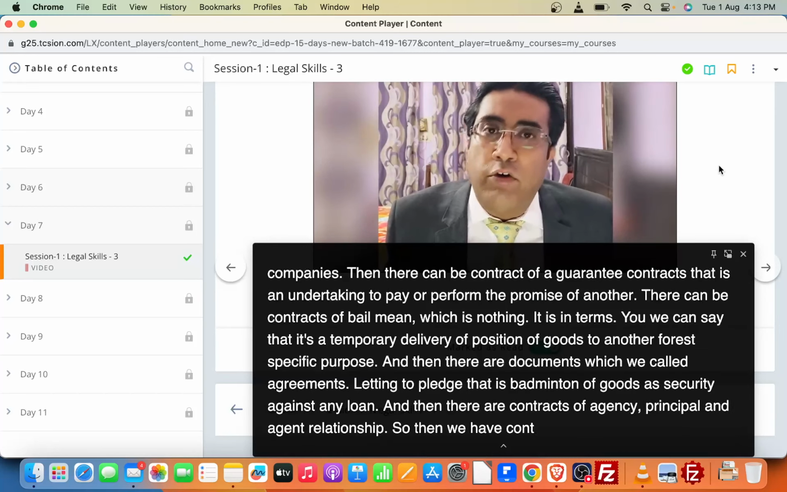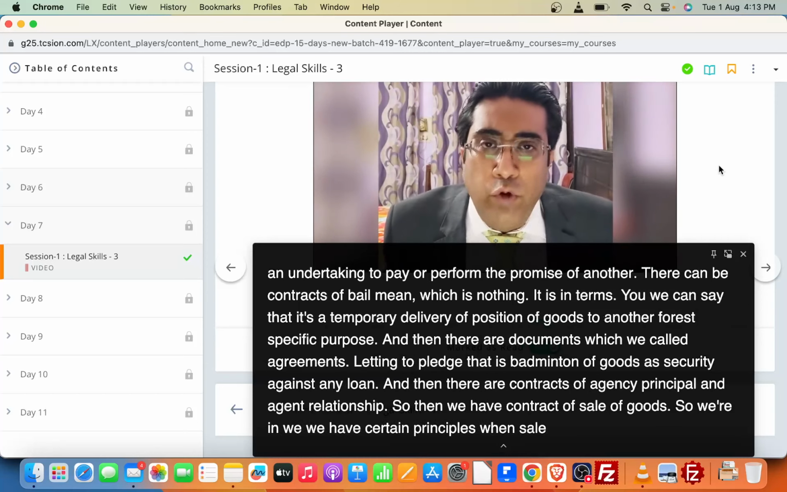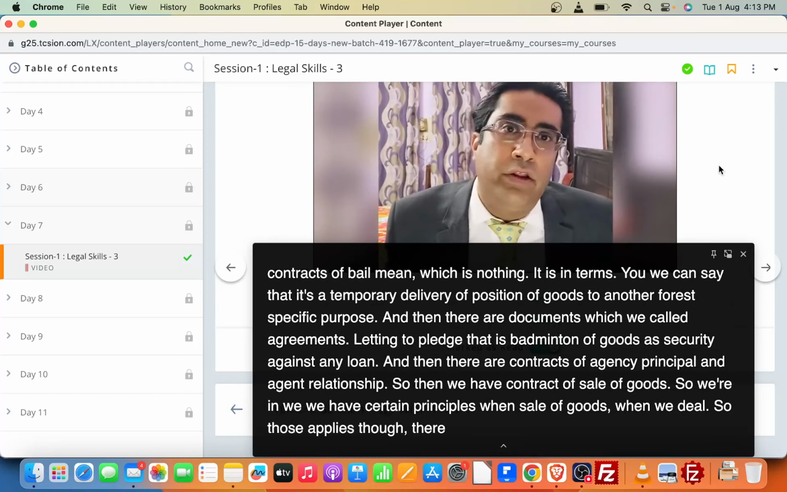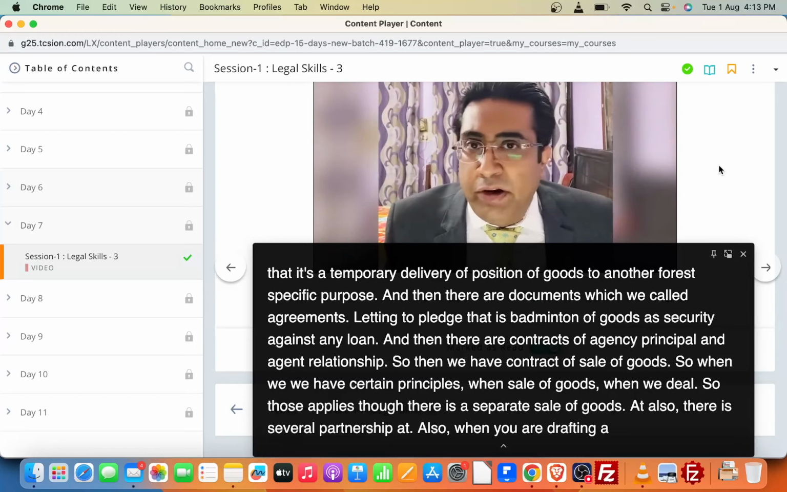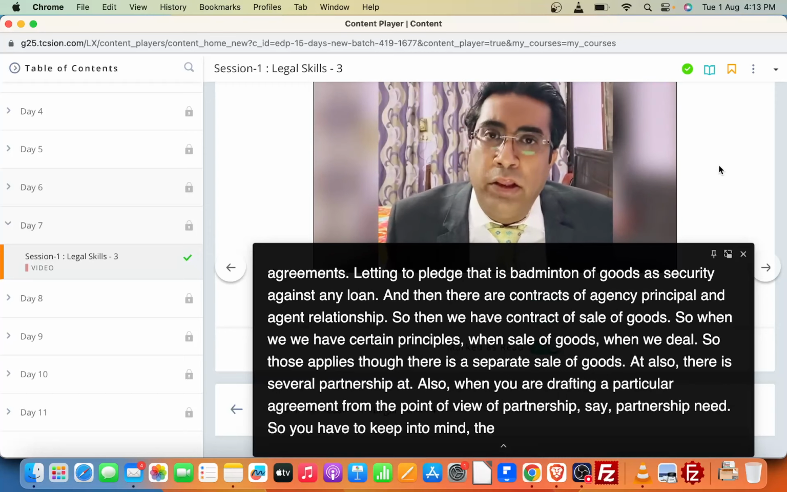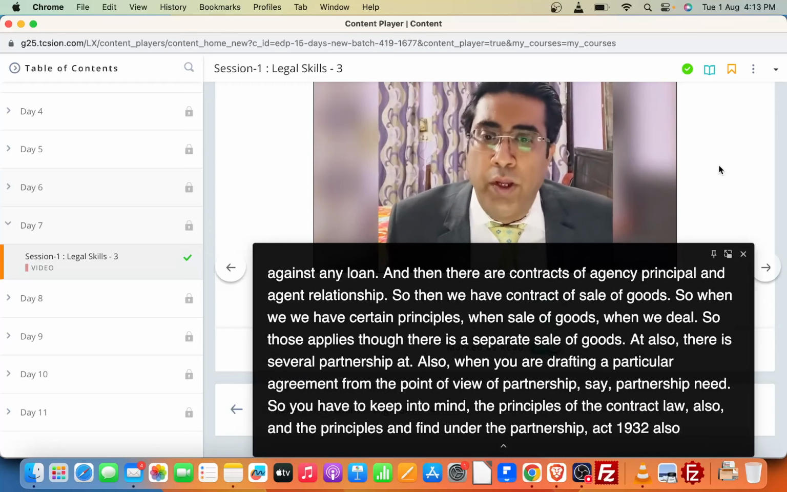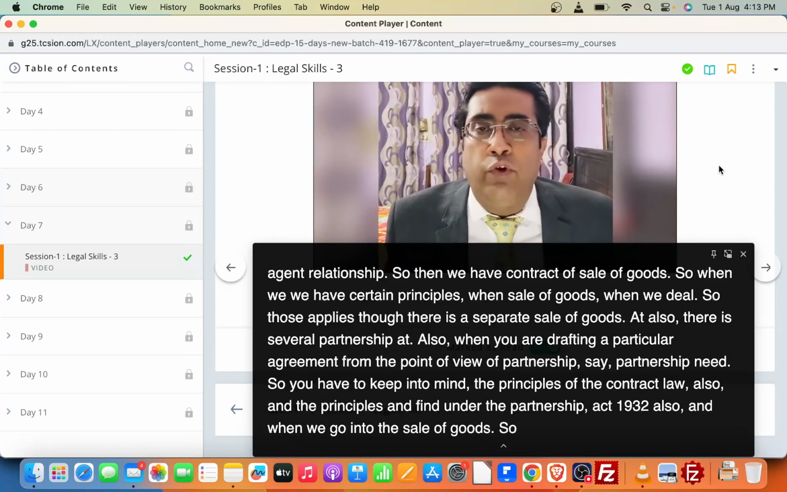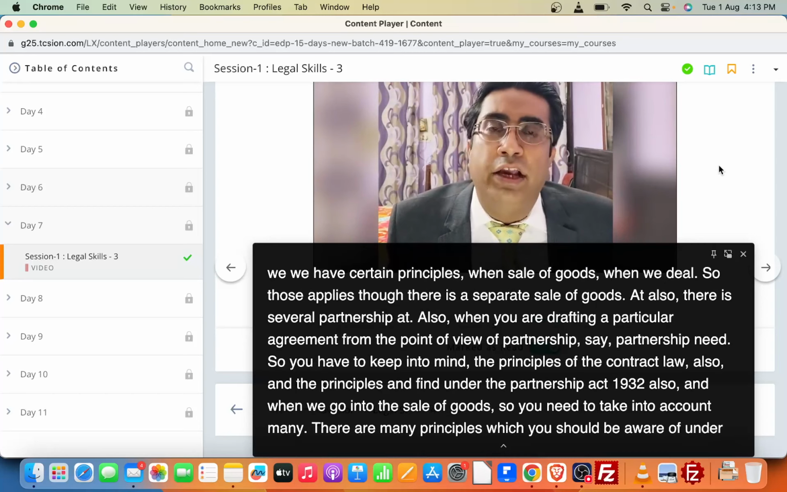Then we have contracts of sale of goods, wherein certain principles apply. Though there is a separate Sale of Goods Act and a separate Partnership Act also, when you are drafting a particular agreement from the point of view of partnership, say a partnership deed, you have to keep in mind the principles of the contract law and also the principles enshrined under the Partnership Act 1932. And when we go into the sale of goods, you need to take into account the many principles which you should be aware of under the Sale of Goods Act.